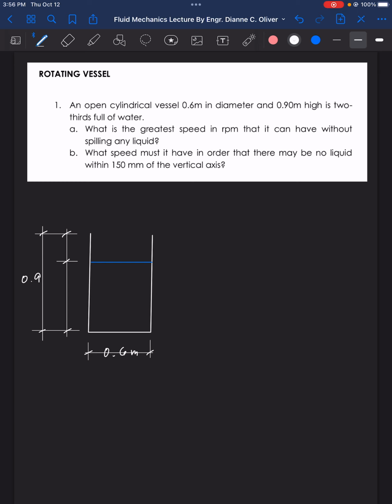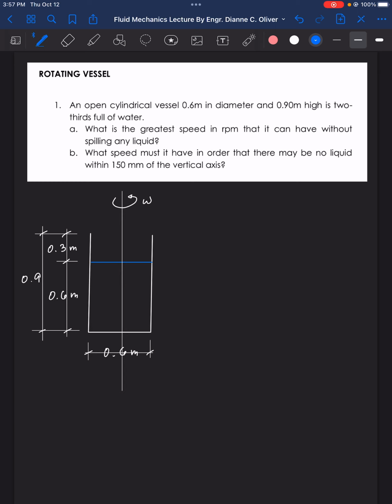So 2/3 of 0.9, that will be 2 times 0.9, that will be 1.8 divided by 3, that will be 0.6 meter and 0.3 meter. Then for letter A, what is the greatest speed in RPM that it can have without spilling any liquid? So there is a rotational axis here. So what angular speed in RPM can it have without spilling any liquid?